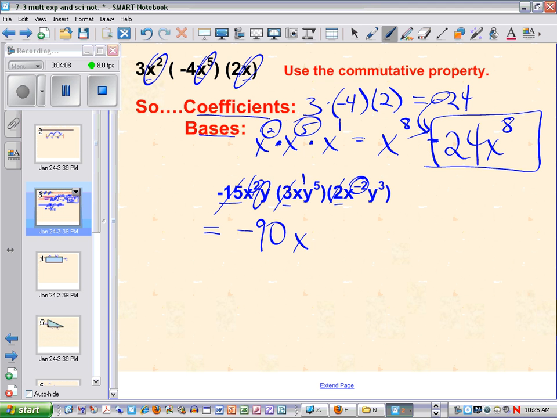Then I've got y times y to the 5th times y cubed. Keep the same base. Add the exponents. 1 plus 5, that's 6, plus 3, 9. So negative 90x y to the 9th. The 9 only applies to the y.